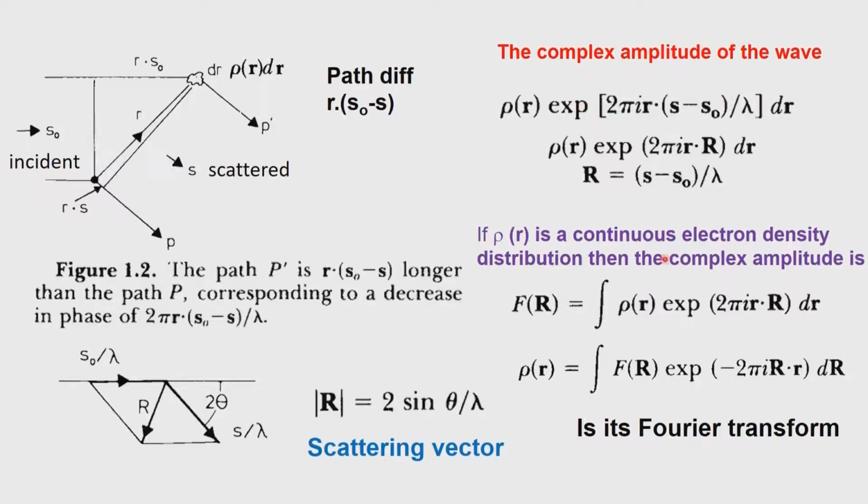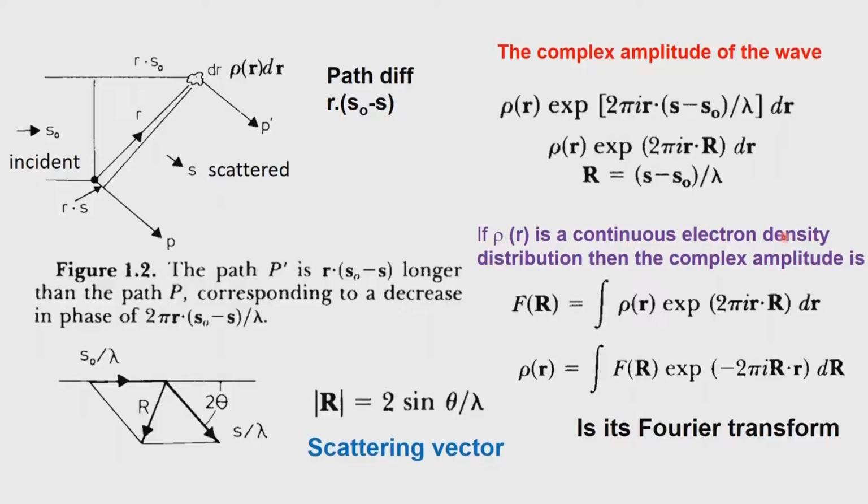Now, if rho of r is a continuous electron density, suppose we have a little element of volume considered and we said it is rho of r d r, but it is there now in the entire crystal. So, rho of r now represents the continuous electron density distribution, then the amplitude will be an integration over this quantity. So, this is the complex amplitude associated with the wave now coming out from a crystal which has a continuous electron density distribution.